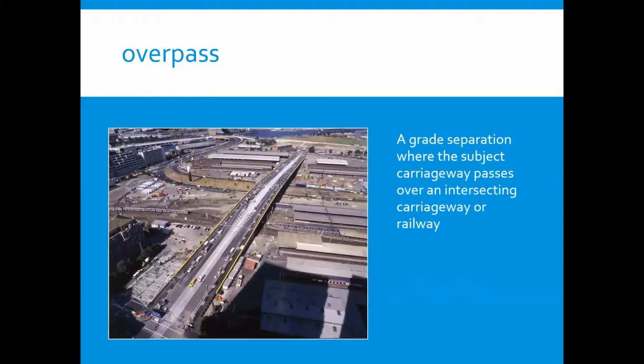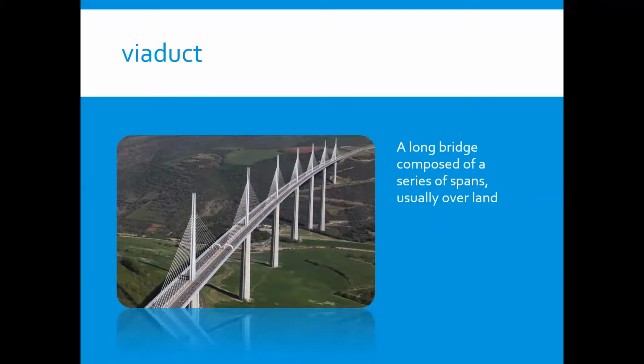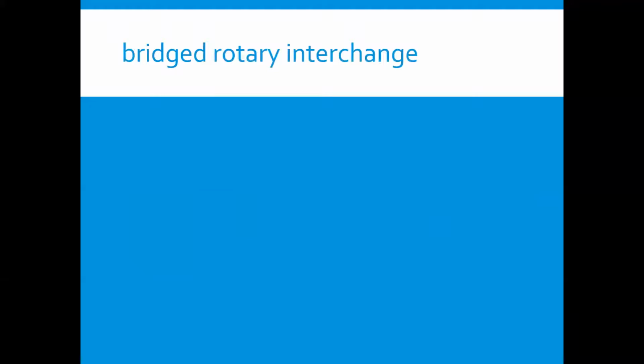What is an overpass? It's a grade separation where the subject carriageway passes over an intersecting carriageway or a railway. In this particular instance, if you're familiar with the area, and you can see in the photograph, it's actually crossing a range of, I can give you the exact number, 11 railway lines. Viaduct: a long bridge composed of a series of spans, usually over land.